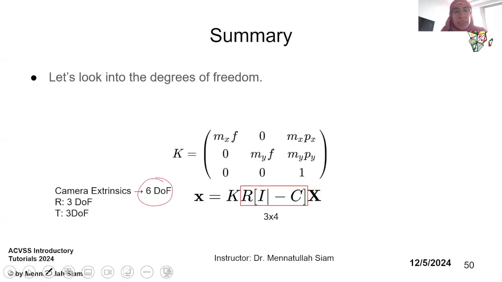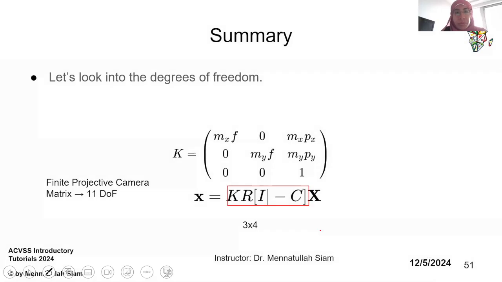So the camera extrinsics are 6, plus the 5 degrees of freedom from the intrinsics. So if we're trying to do the final projection, all of this is a 3x4 matrix, and the number of degrees of freedom is 6 plus 5, so it's 11 degrees of freedom. It's called the projective camera matrix, which is responsible for the projection from a 3D world point to a 2D pixel coordinate. This one has 11 degrees of freedom.